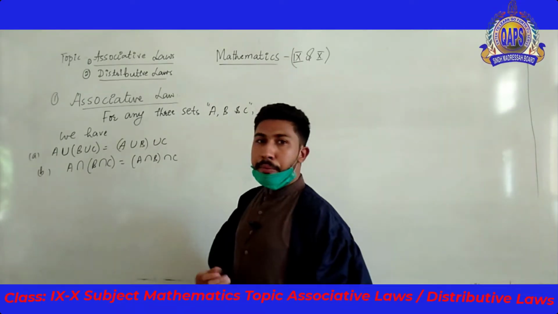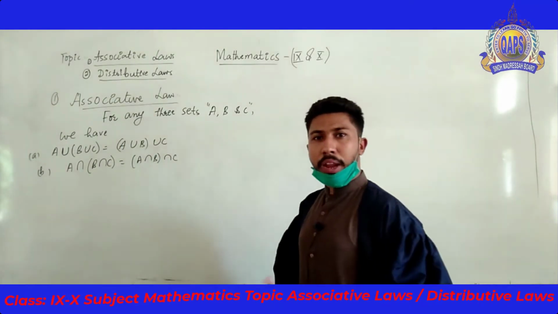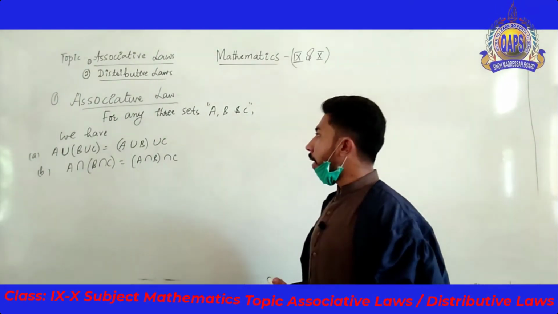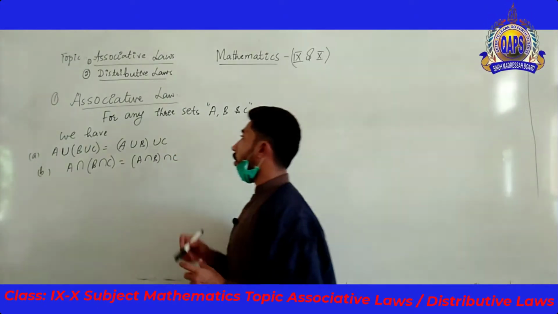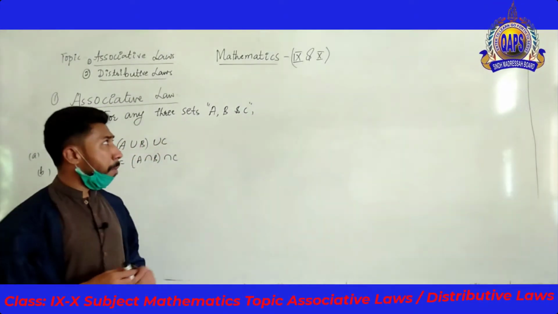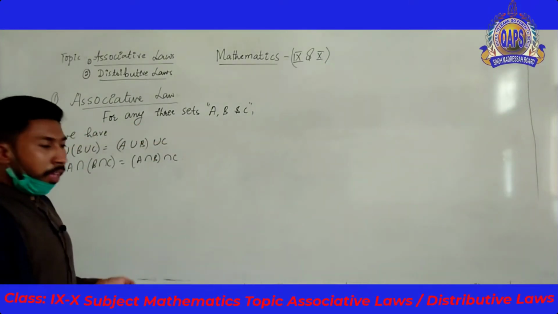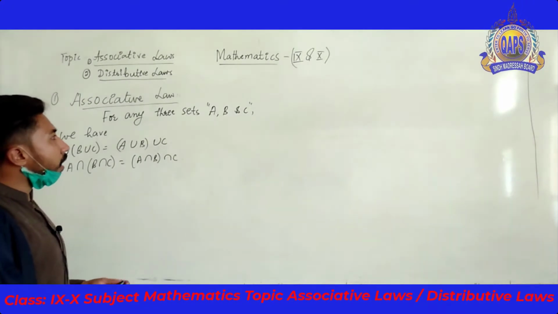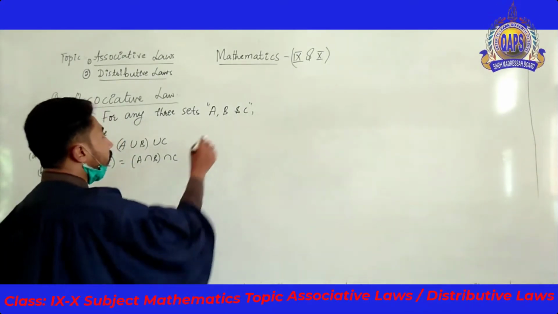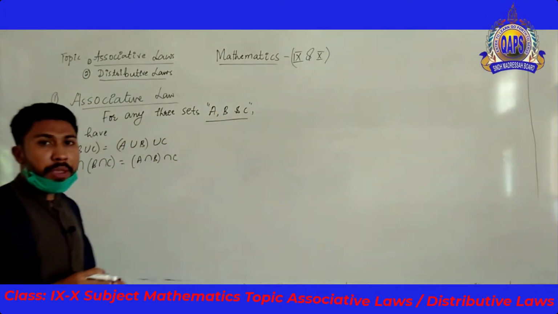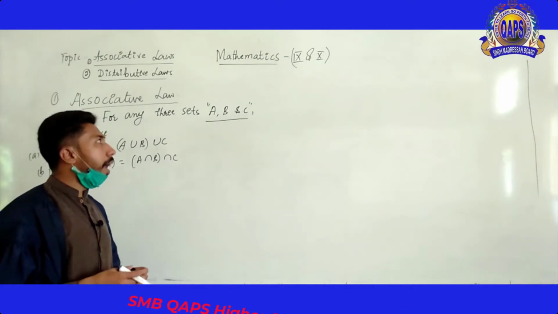So in the first chapter, sets, we have different types of sets with different elements which satisfy these types of conditions. Here the associative law is defined for any three sets A, B and C. These are the three sets in which different elements are lying.